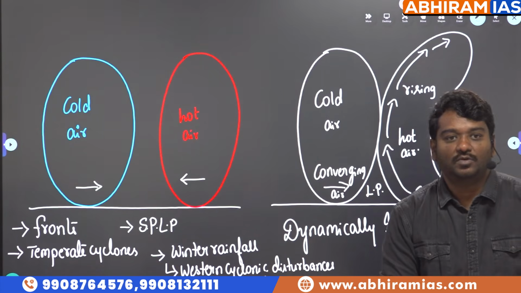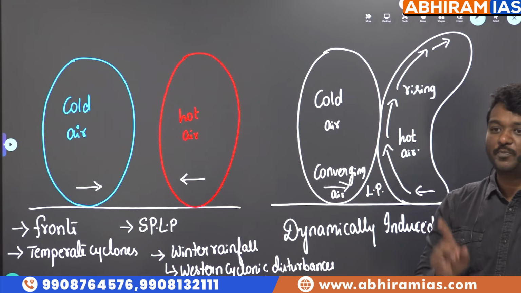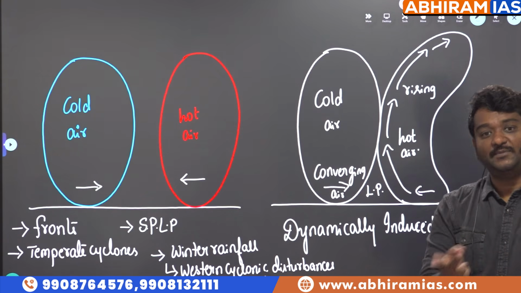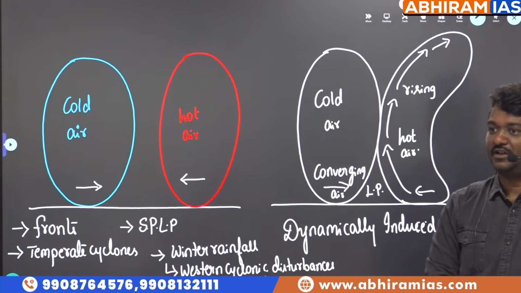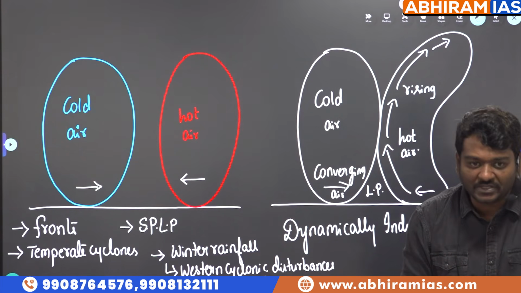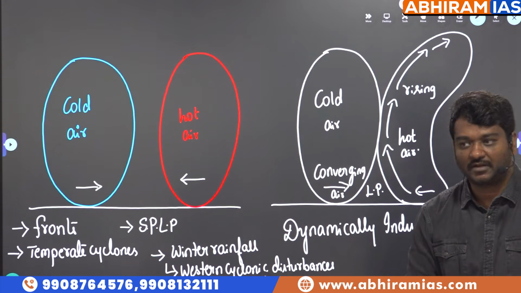So what are the two you saw? Low pressure means, finally, what is the word it should come? Low pressure should never be associated with temperature, because there are different types of low pressures. One is thermally induced, another one is dynamically induced. In thermally induced, a high temperature surface leads to low pressure. In dynamically induced, converging of cold and warm leads to a low pressure area.